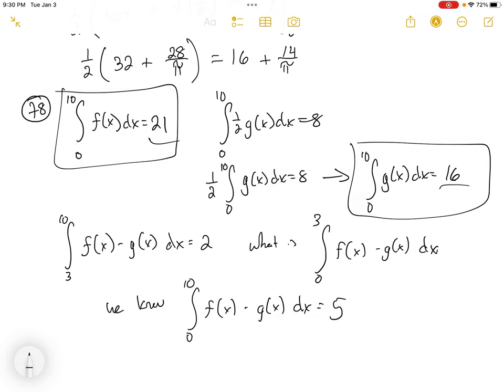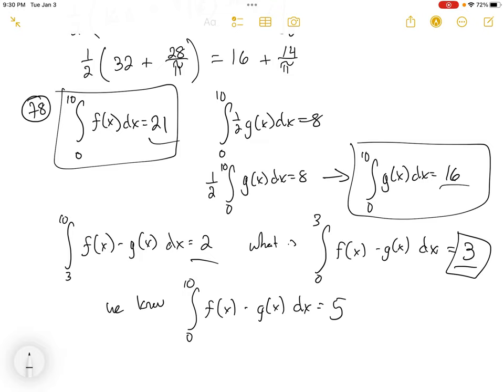And therefore from 0 to 3, this guy has got to be 3, right? Because they have to add together to give me 5, right? So I think 3 would be my actual answer.